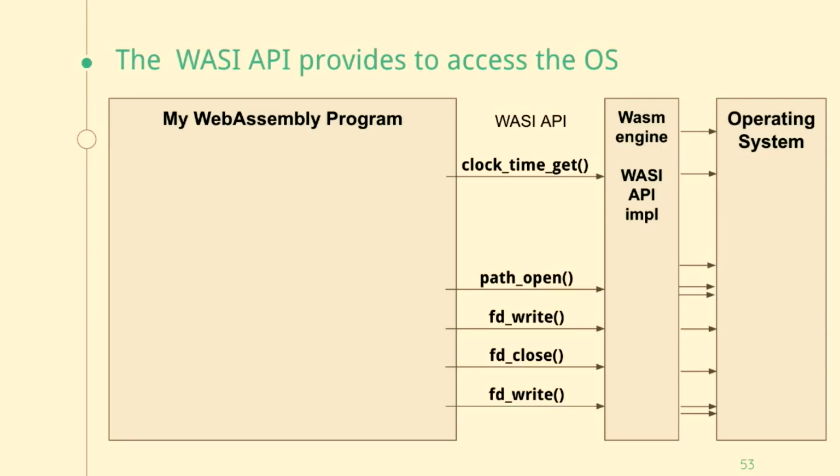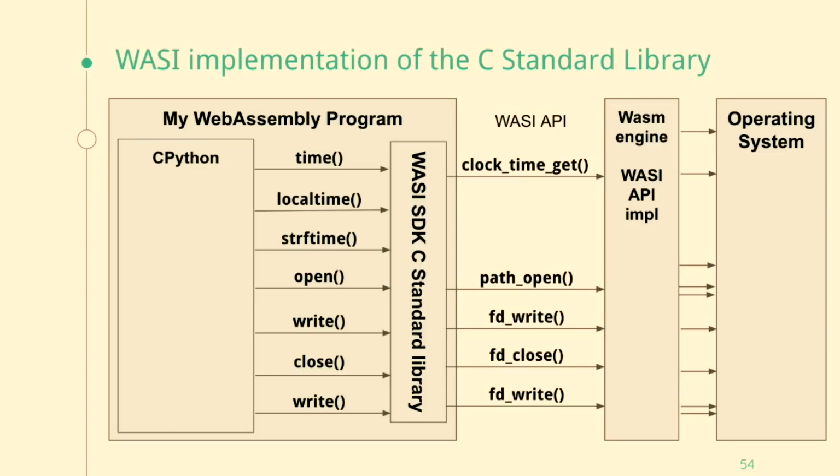So I can read files, write files, get the system time, and access the network, and it's all going through this WASI API. And there's an implementation of the C standard library on the WASI API. So I can use the C standard library in my normal C code, and when I build it for WebAssembly, it's built to use the WASI API underneath.